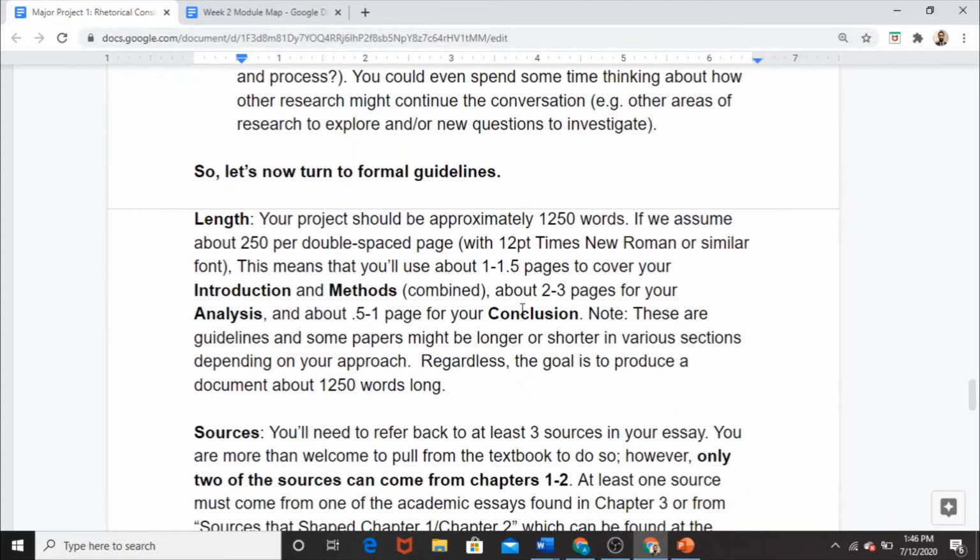In terms of length, I'm saying approximately 1,250 words. That is give or take 5 pages, depending on your font, etc. But I'll have your word count in the documents that you submit. I give you a rough guideline here for how you might break this up. This is not hard and fast. This is just a back of the envelope calculation, estimating what it might take for you to accomplish this. This is kind of where I think you need to be. Probably closer to 3 pages for your analysis than 2, but there can be some wiggle room there as long as you're hitting that 1,250 words.